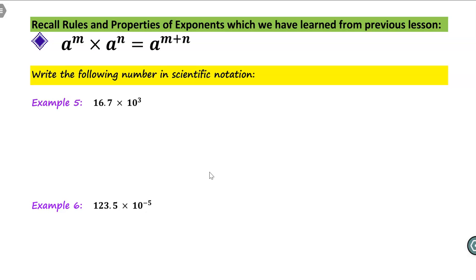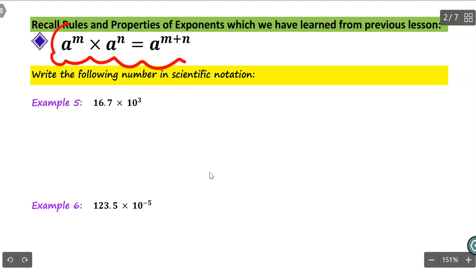Okay, so we have gone over these formulas in previous lesson. So if you multiply the two powers with the same base, what you do is you add the two exponents and leave the base the same. So what I'm going to ask you to do in this case is write the following number in scientific notation, but it looks like it already has the 10 to the exponent.